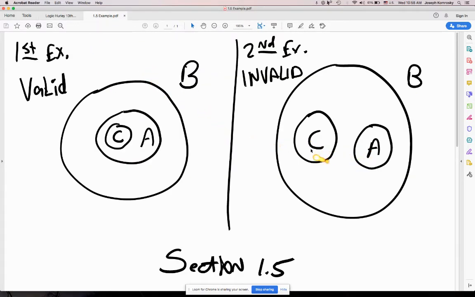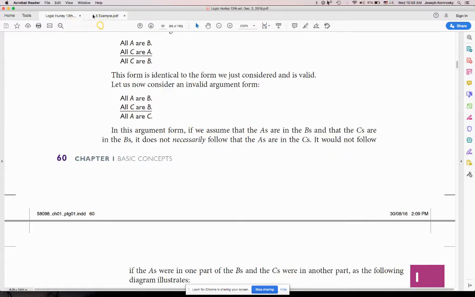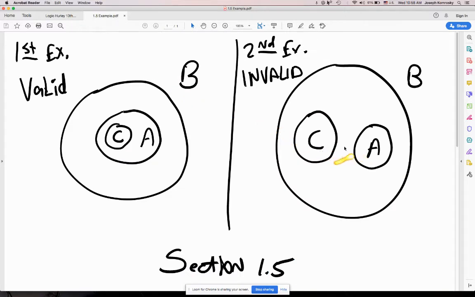Wait a minute. So I got premise one here, all A are B. Premise two, all C are B. And then conclusion, therefore all A are C. Well, it's not like over here where there's a circle inside of a circle. These are separate circles. So it turns out that if premise one was true, and if premise two is true, the conclusion would not be true. All A are not C, or all C are not A, they are in completely separate circles.